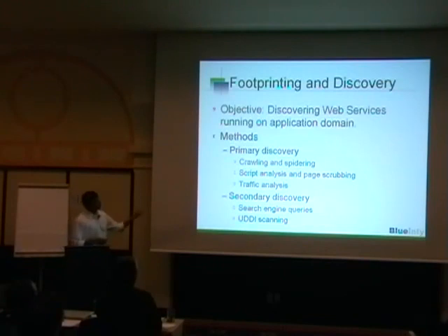There are two methodologies which I usually use: crawling and spidering. These are the primary methods. What you are doing is hitting the site and collecting the information, script analysis and page scrubbing. Then you can do traffic analysis and look for JSON calls or JSON-RPC calls, and whichever resources it is hitting. Second method is secondary discovery.